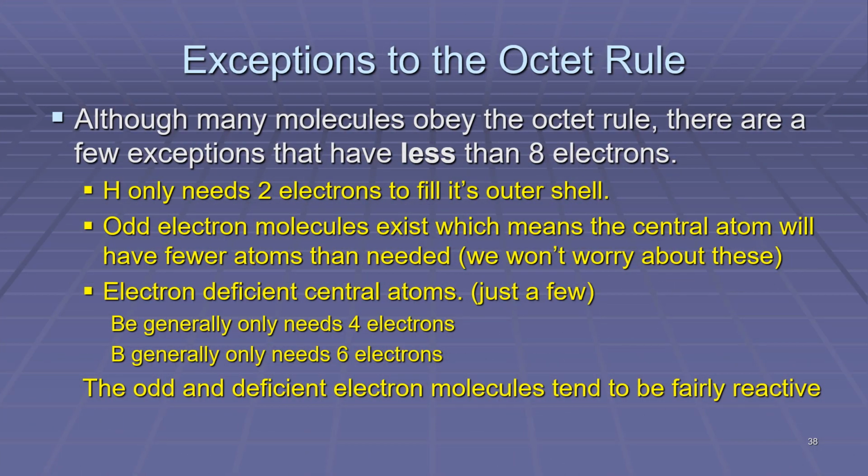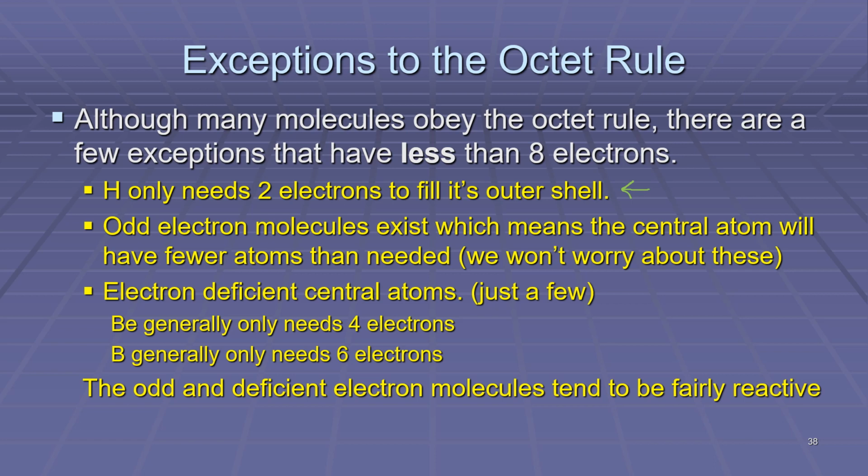All right, so like I have already mentioned, there are exceptions to the octet rule. Obviously, we already talked about hydrogen. Hydrogen only needs 2 electrons to fill its outer shell, so it's happy. There are odd electron molecules that do exist, which means the central atom will have fewer electrons than needed. I'm not going to ever give you one that's an odd electron molecule, so that's just a little hint that your number of electrons should always be even. Still, if you forget to subtract and you add instead, then that's another thing. But you shouldn't have an odd number.